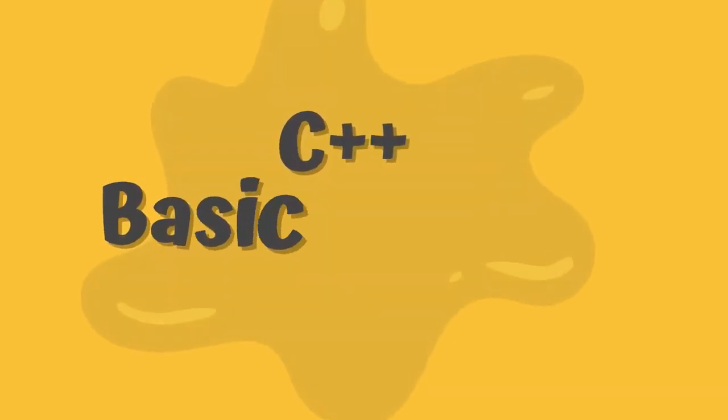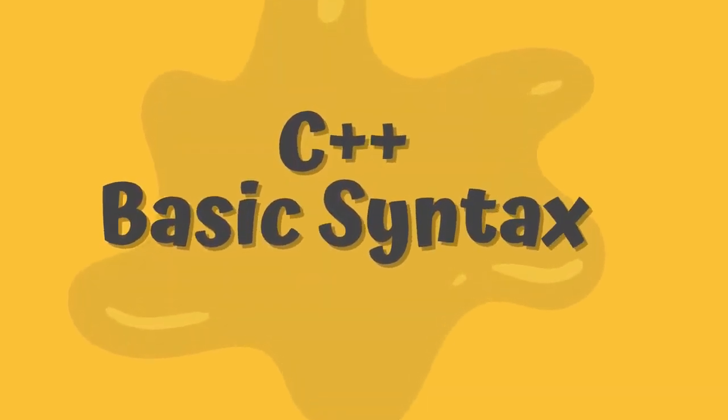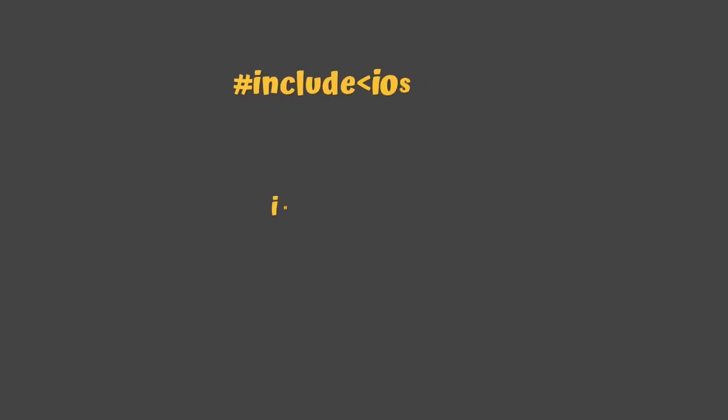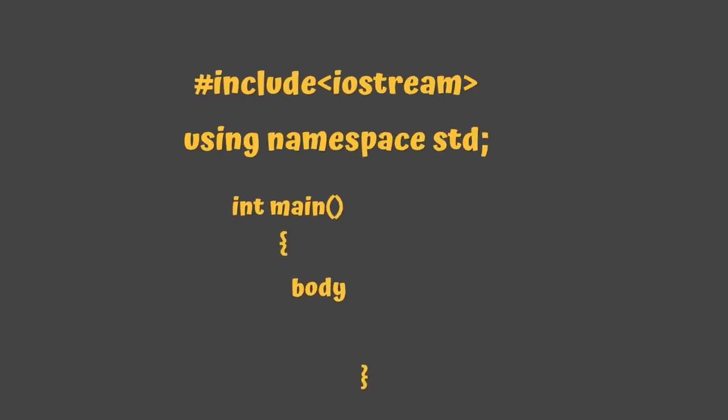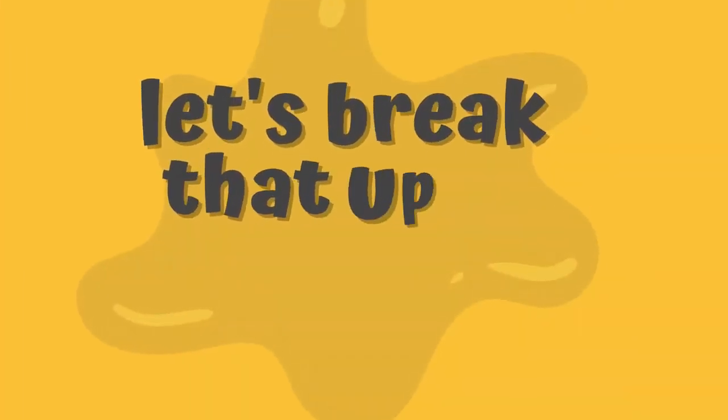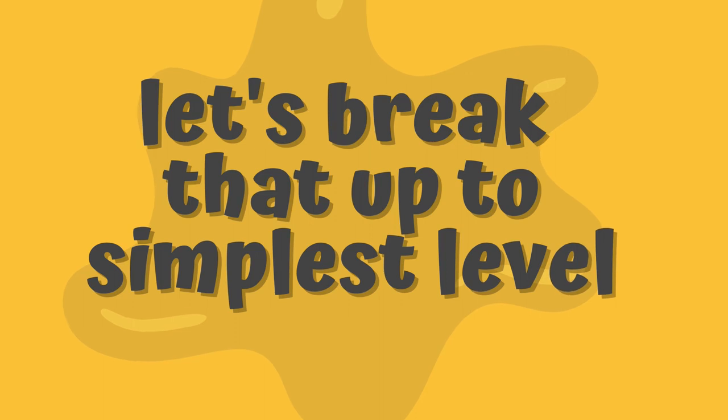Hi, in this video we will discuss C++ basic syntax. Hash include iostream, using namespace std, int main, parentheses and curly braces. In the curly braces there is a body and in the end there is a return statement. Let's break that up to the simplest level.